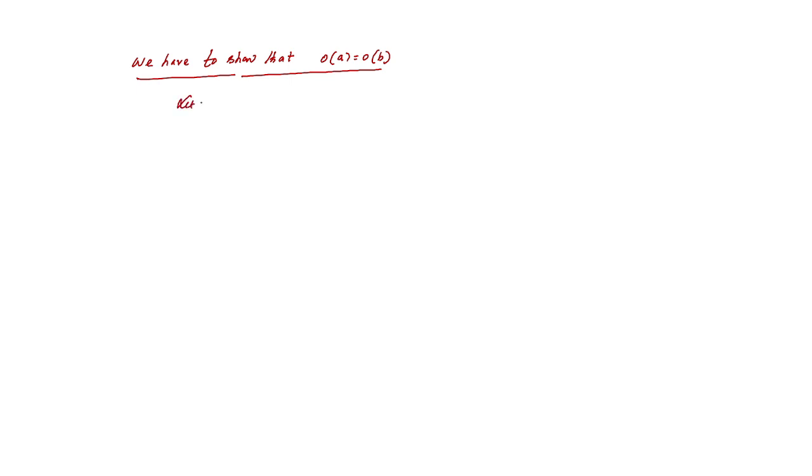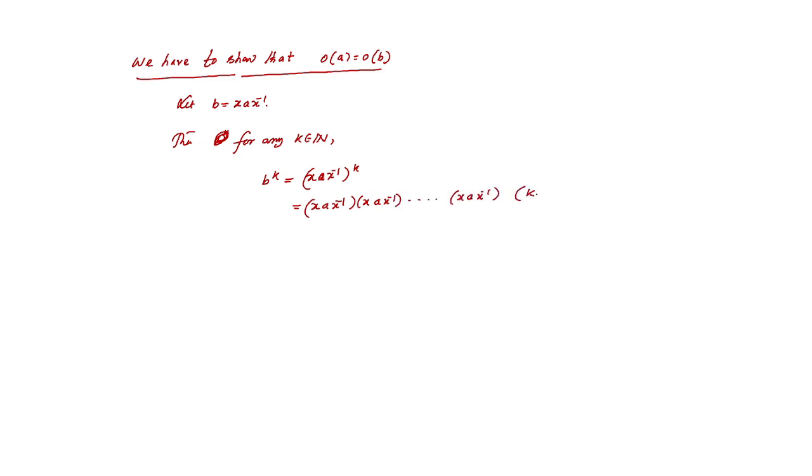So here what we assume? We assume B equals XAX inverse. So then what will be B to the power K? For any K belonging to natural numbers, B to the power K will be (XAX inverse) whole to the power K. That we can write as XAX inverse, XAX inverse, XAX inverse, this is basically K times.